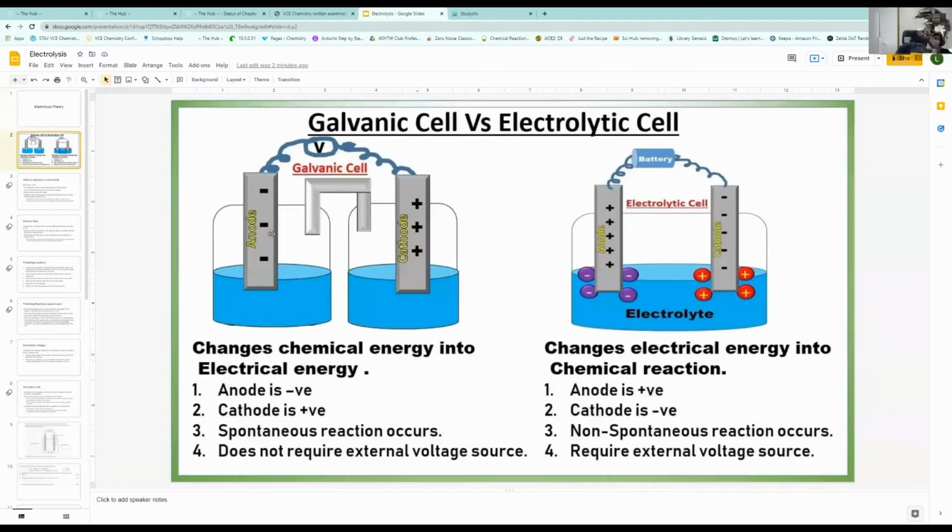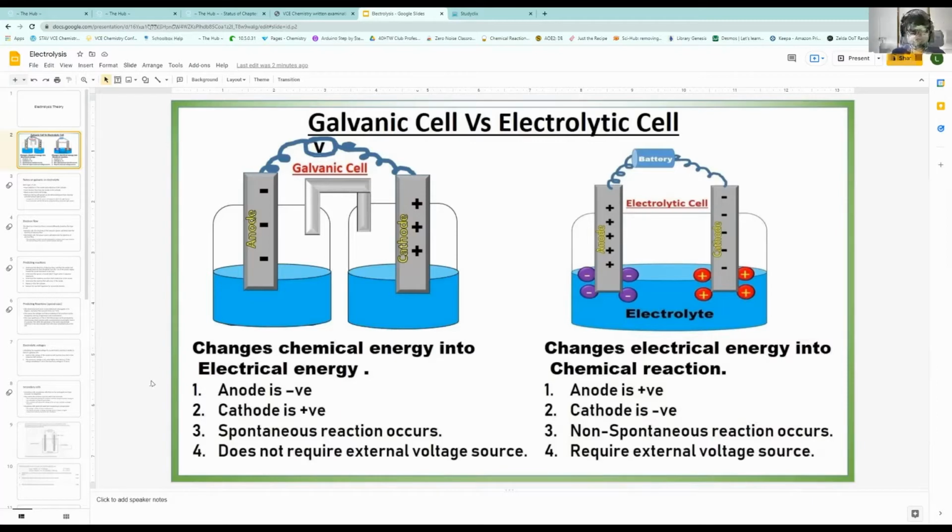So first things first, we need to be able to compare an electrolytic cell to a galvanic cell. So these are the main differences here. Obviously, there's going to be a bunch of similarities. In both of them, we have some kind of solution. We've got an anode and a cathode. We've got some external thing, be that a power source or a load or something like that. Both of them we call cells. Both of them are involved in an electrochemical reaction.